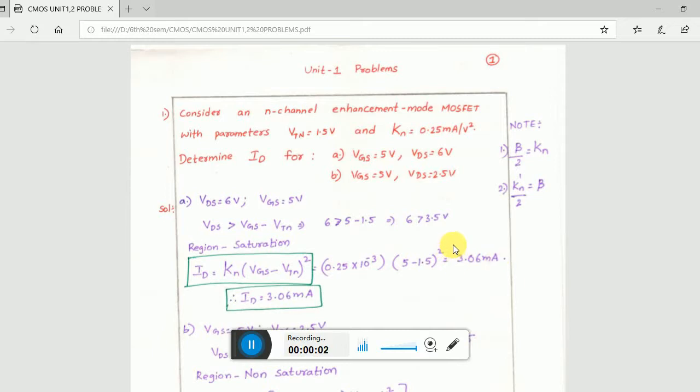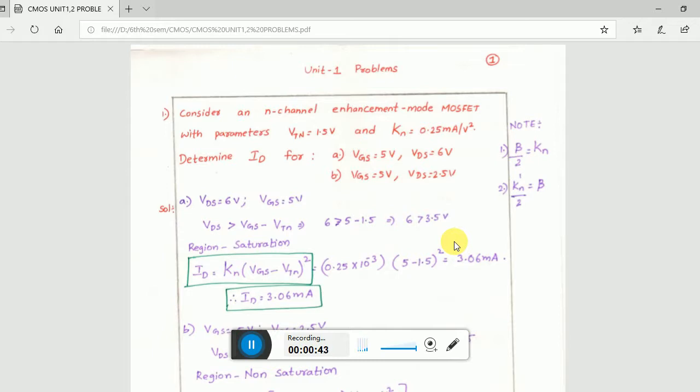Today we are going to learn about CMOS Unit 1 problems on N-channel enhancement mode, determining ID, W by L and L, and these types of problems we are going to discuss. So I request you to go through the formulas of IDS versus VDS for NMOS and PMOS devices so that it could be easy understanding. And the problems are very simple. Just applying the concepts is easy, and you have to learn the formulas by heart.